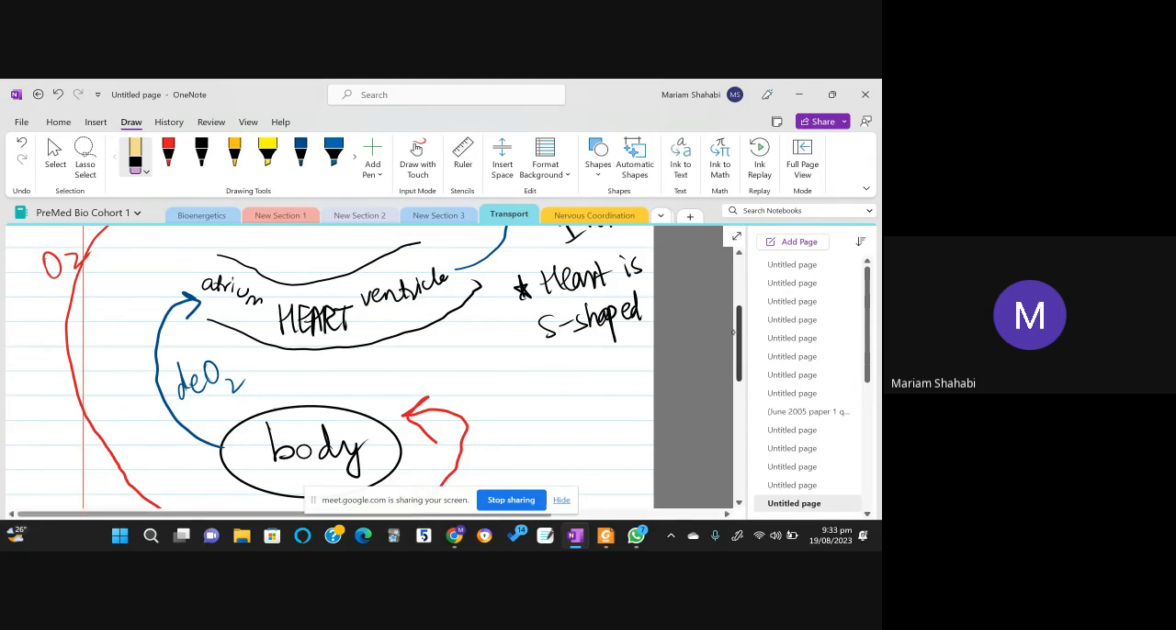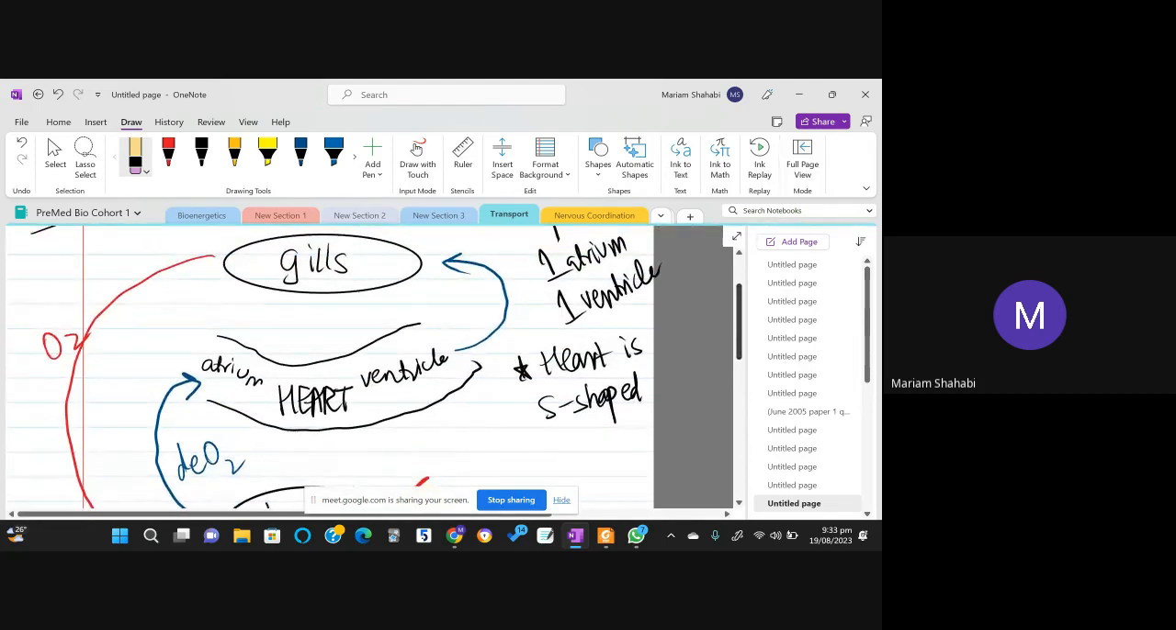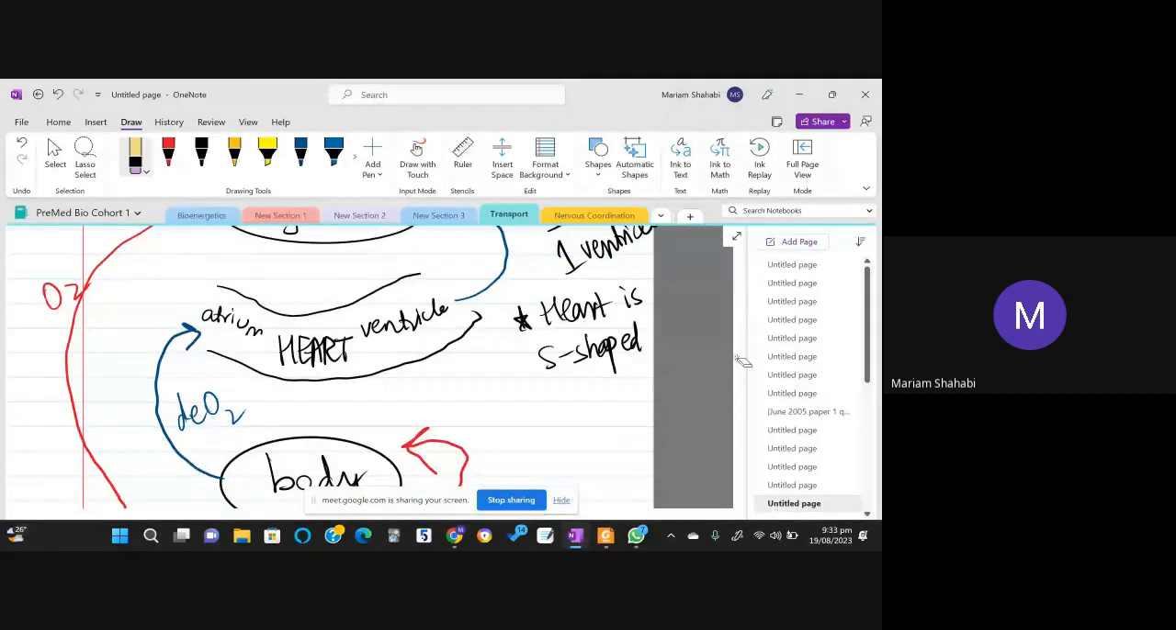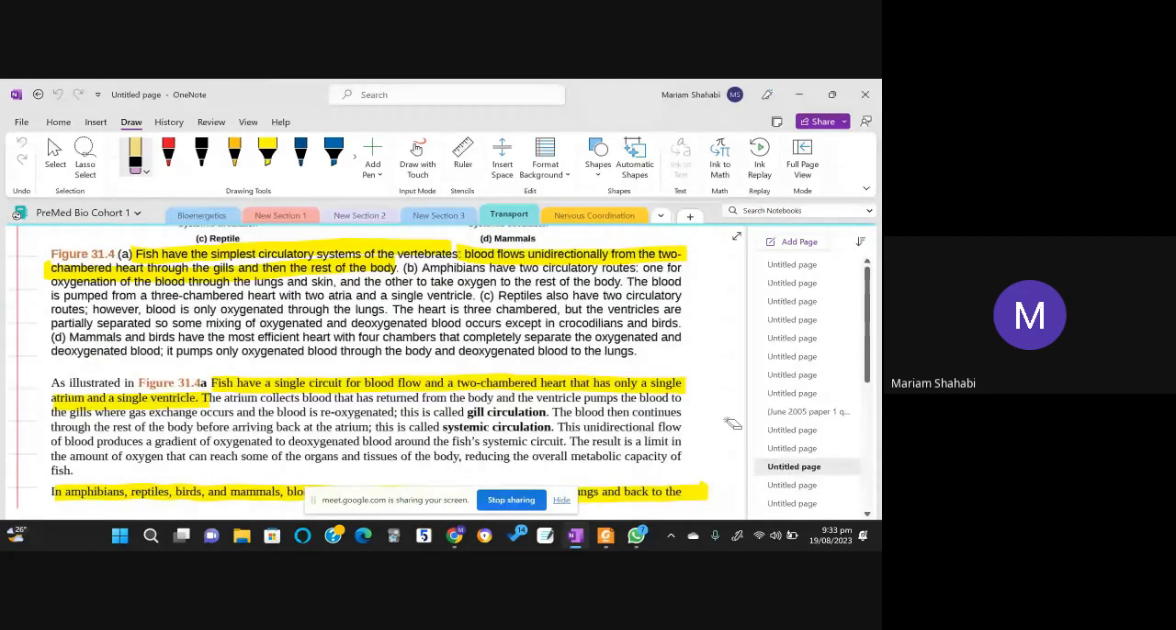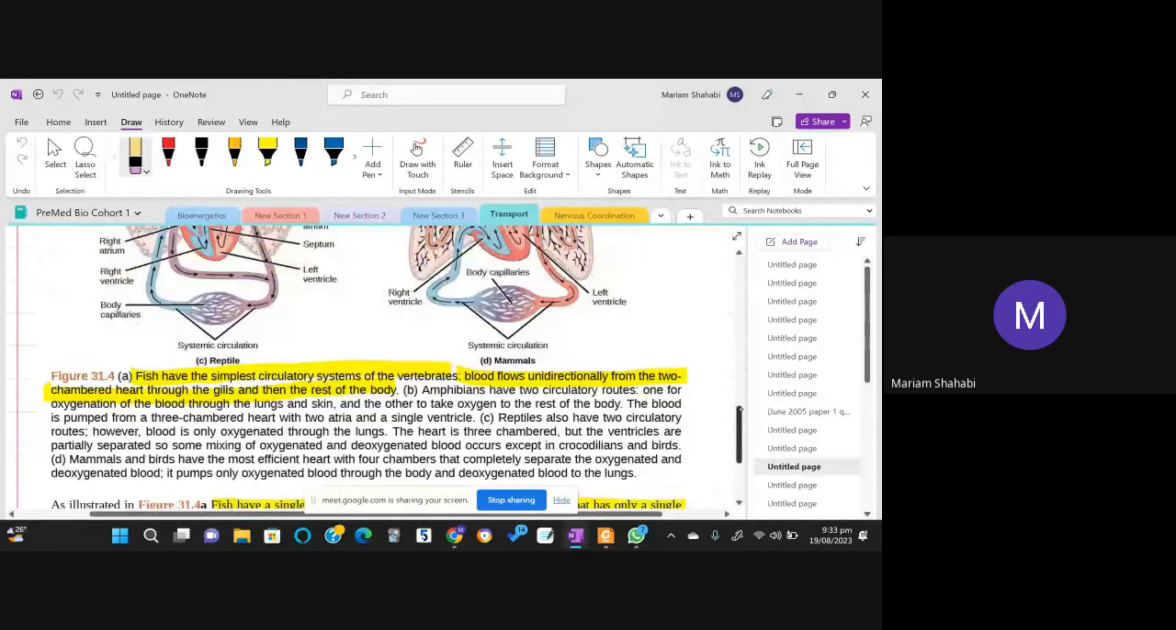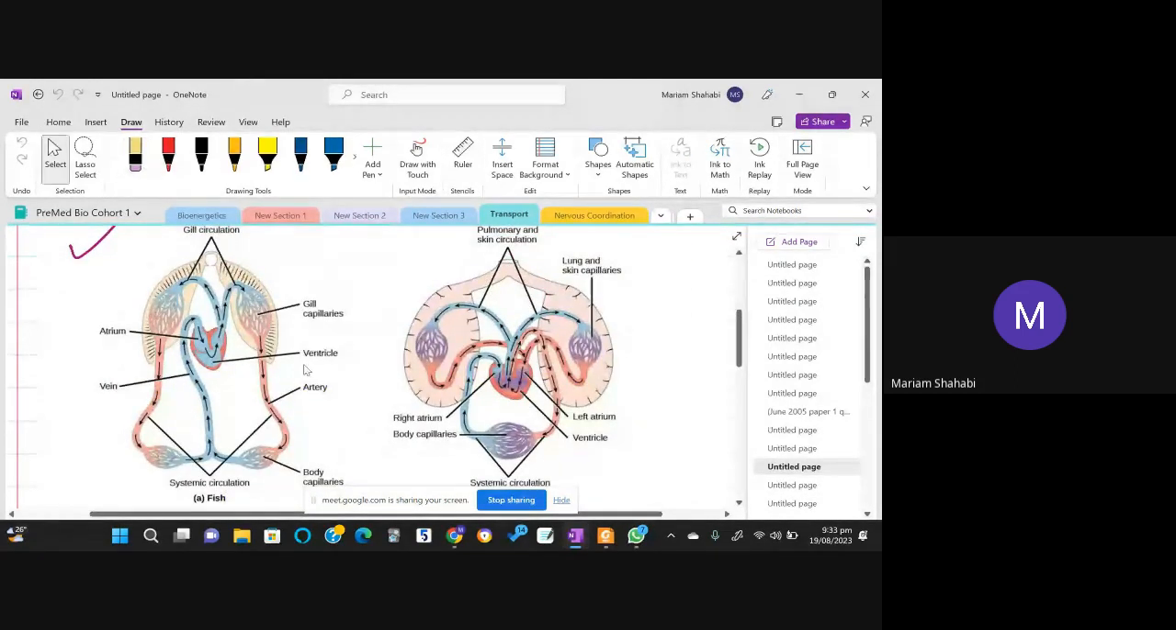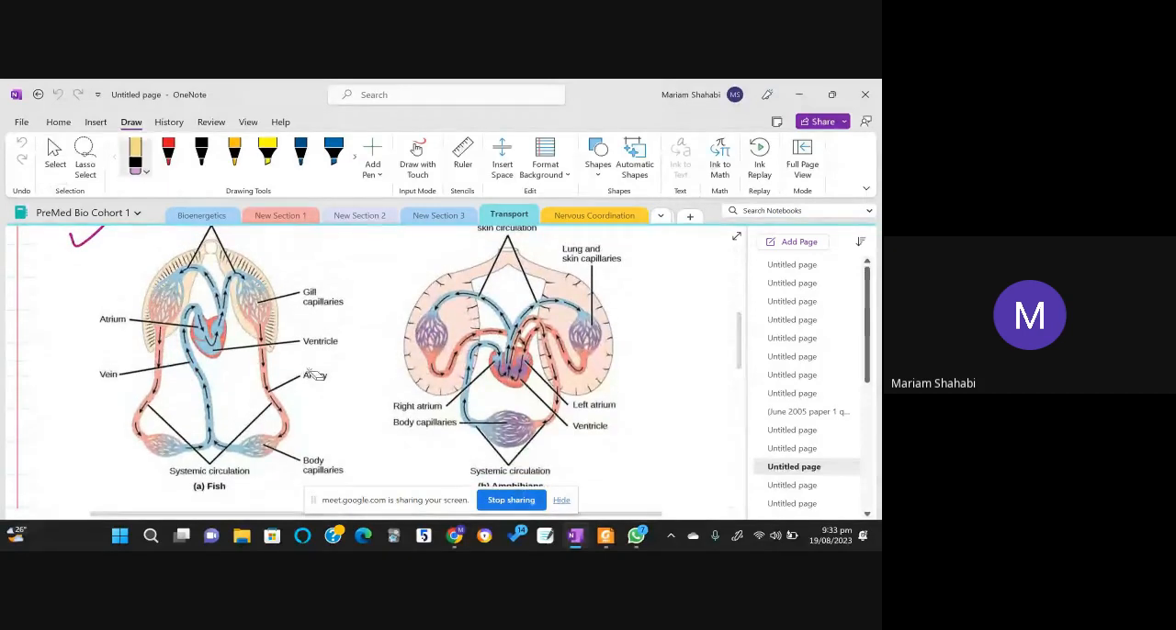हार्ट से वो जाएगा टू द गिल्स फॉर ऑक्सीजनेशन. बट द की पॉइंट हियर इज कि गिल्स जब ऑक्सीजनेट कर देंगे उस ब्लड को, दैट ऑक्सीजनेटेड ब्लड विल नॉट गो बैक टू द हार्ट. इट इज गोइंग डायरेक्टली टू द बॉडी टिश्यूज. लेट मी शो यू द डायग्राम नाउ, द ऑफिशियल डायग्राम. ये सी, you can see here कि these are the body capillaries. So yeah, this is the body.